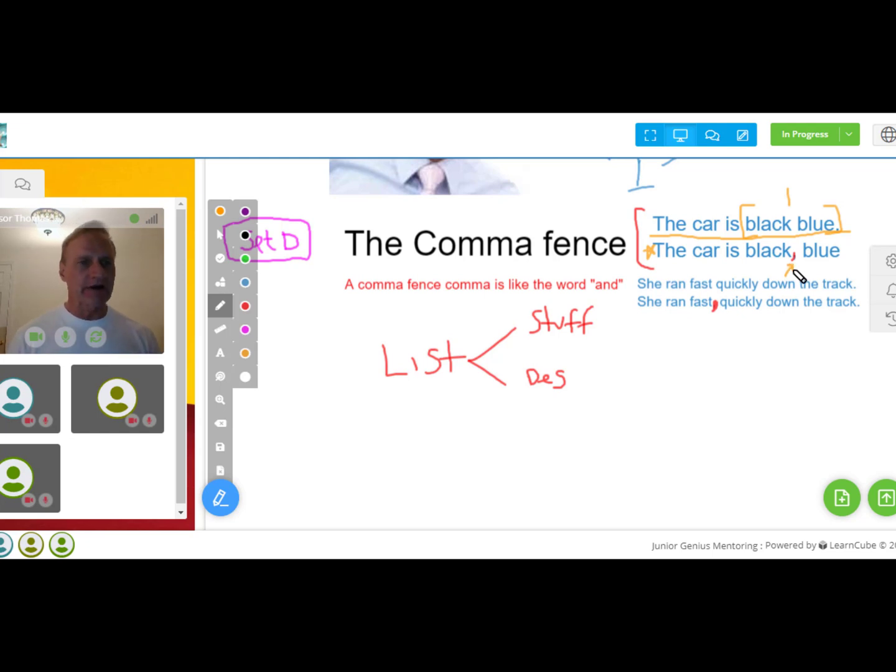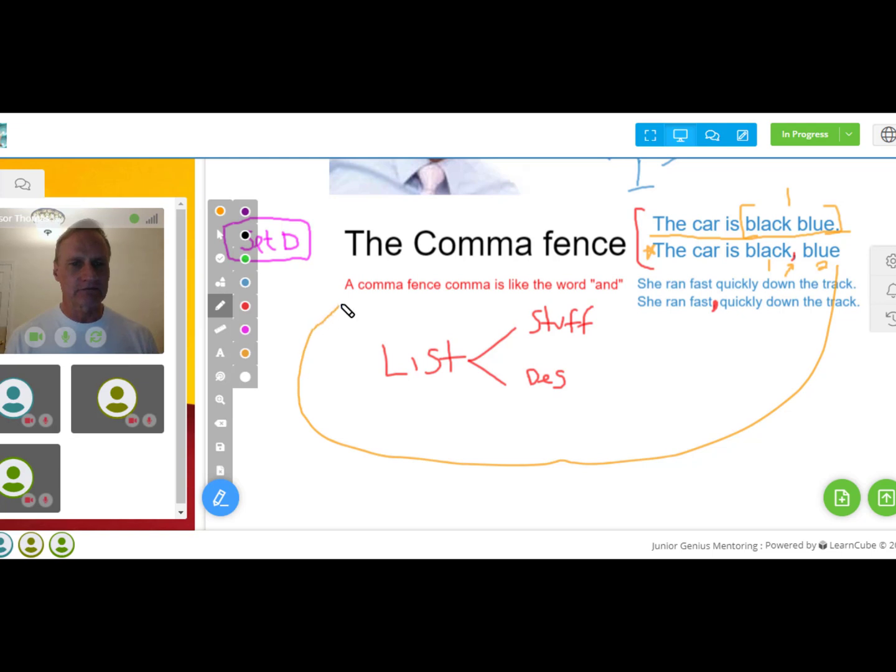In the second sentence example down over here with the star, there's a comma right here that's red. The car is black, comma, blue. When you build a fence in a piece of property, it now becomes two pieces of property, and in this case, it becomes two colors. It's black and it's blue.